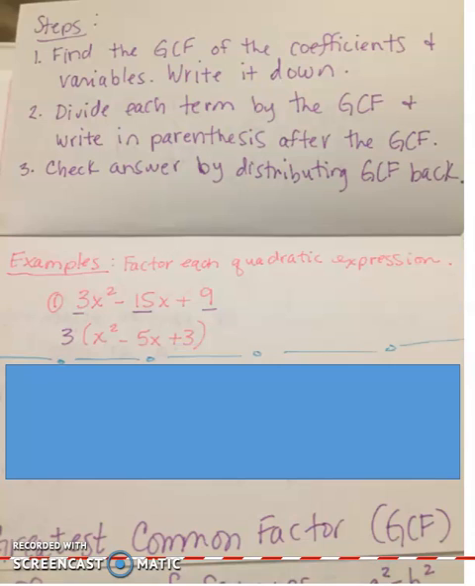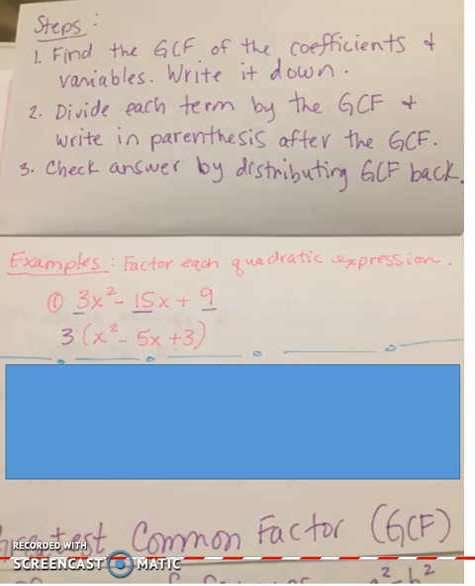So your first example, the directions say to factor each quadratic expression. Example 1 says 3x squared minus 15x plus 9. This is a quadratic. If you look at the variables first, x squared, x, there is nothing with the 9, so there's no variable in common. However, if you look at the numbers 3, 15, and 9, they all do share 3. So that's going to be my GCF, and I'll pull that out in front.